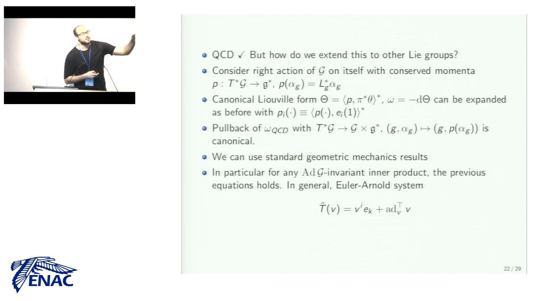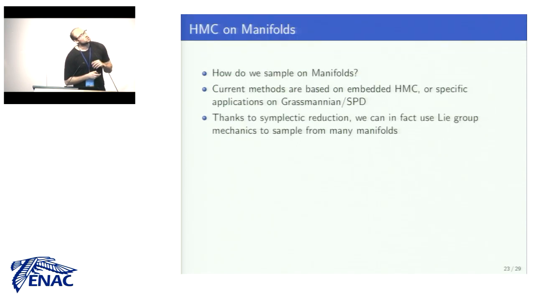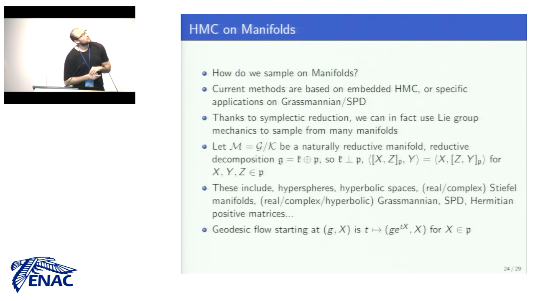In general, your kinetic flow is now given by the Euler-Arnold system. But for GLN, SLN, SON, SUN, you can basically choose your kinetic energy to solve this. And so essentially you're done with the Lie group part of HMC. And now the question is how do you extend that to manifold?